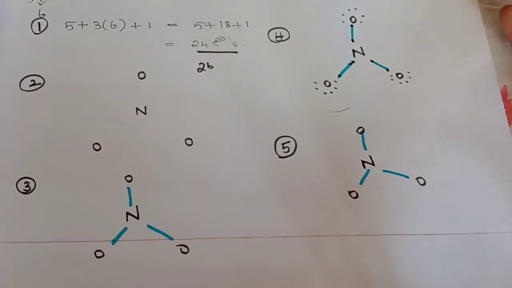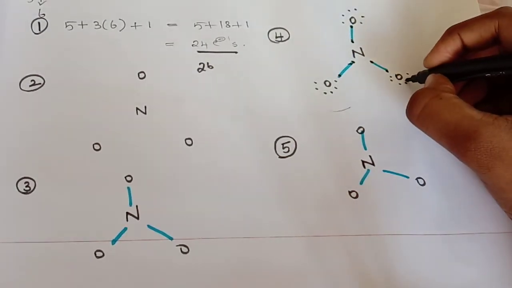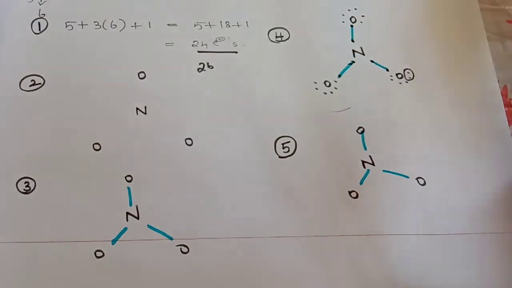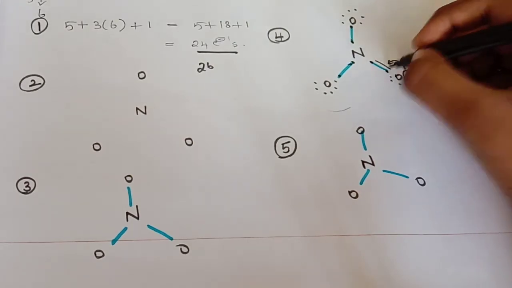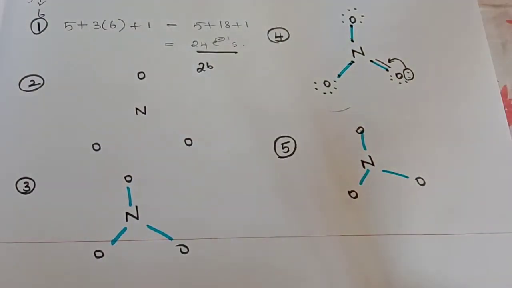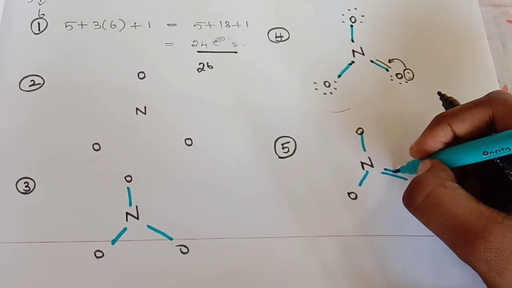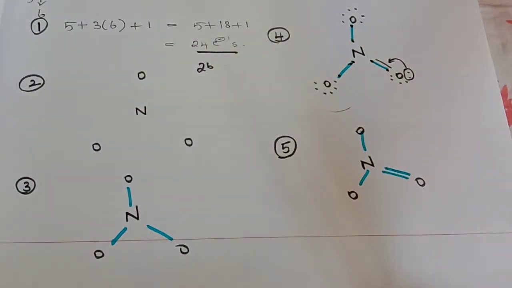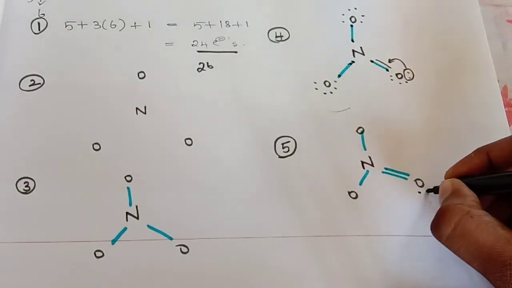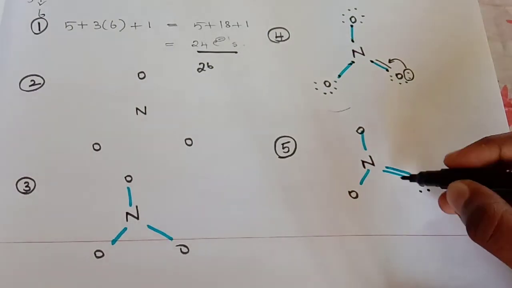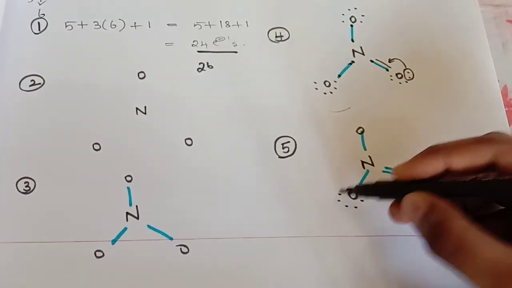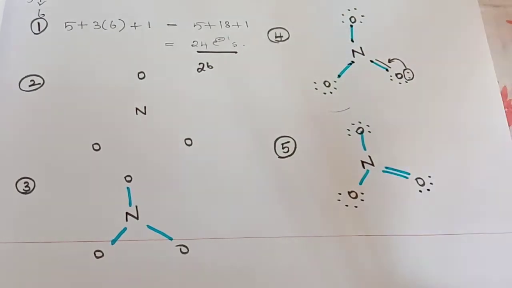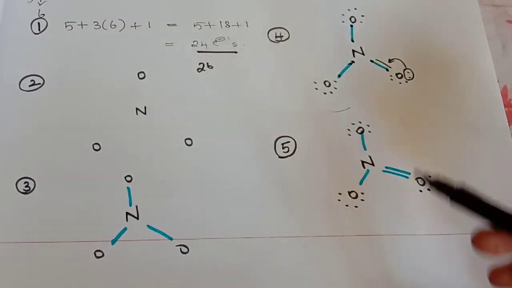To satisfy its octet, what we are going to do is, we are going to shift any two electrons. You can shift it from here, here or here to here. So we are going to make a bond here. Look. So it has turned out to be a double bond here. And here only 4 electrons, because 2 electrons has become a bond. Here you have 6 electrons. Here you have 6. Now everything is satisfied.